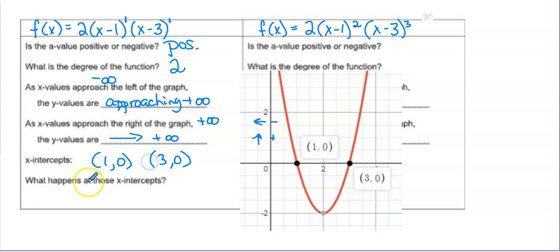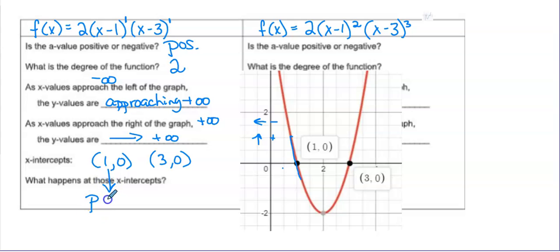Okay, when they ask what happens at these x-intercepts, what this means is, what is the line doing? Well, what it does is it passes right through the x-axis. So what we would say is at (1, 0), we're just going to draw a little arrow here.